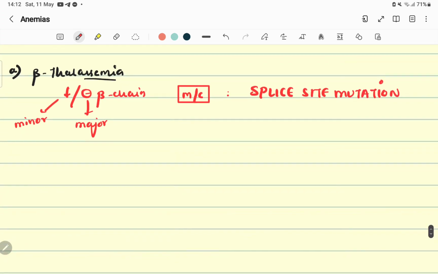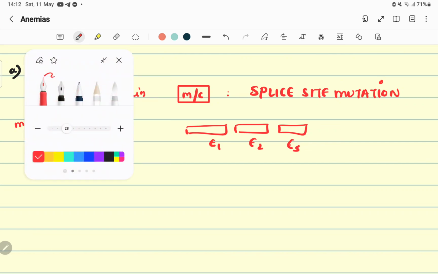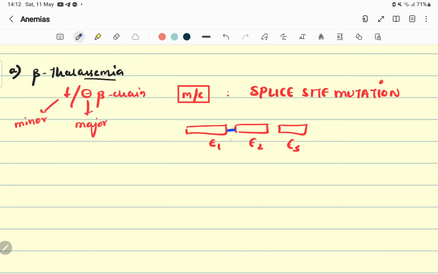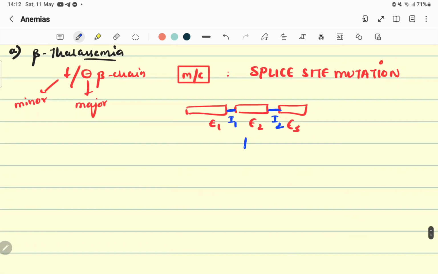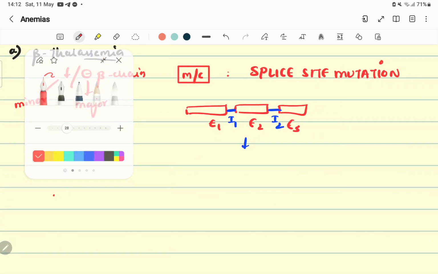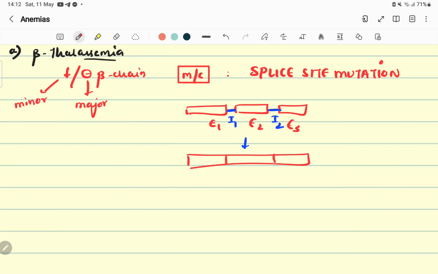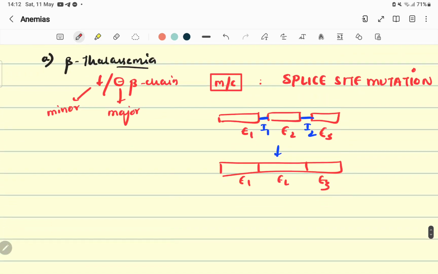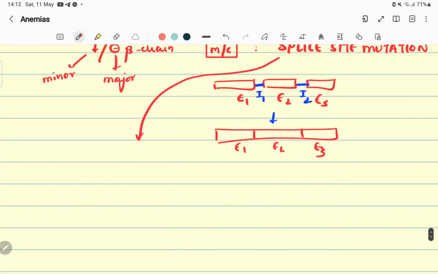Splice site mutation means, let's say here's exons, E1, E2, E3, and introns, I1 and I2. Let's say this is the normal splicing. In normal splicing, these exons will be joined like this: E1, E2, E3. But if there is a splice site mutation, what will happen?